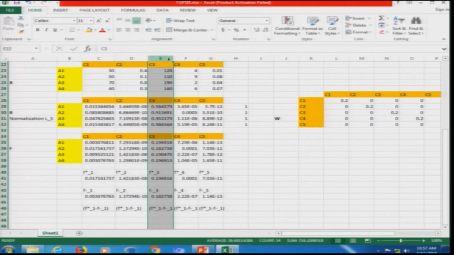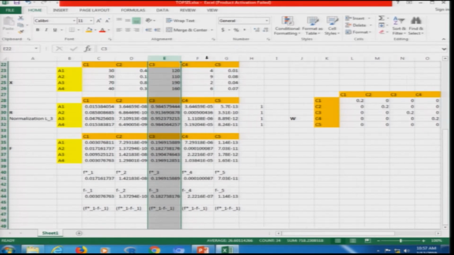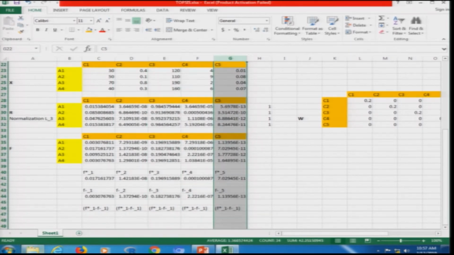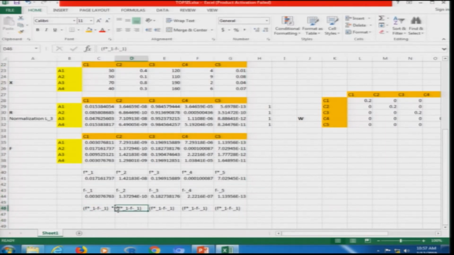This is the second, this is the third, this is the fourth, this is the fifth. So, here I have the first criteria, this is for the second, this is for the third, and this is for the fourth. This is for the fifth. For each and every criteria we have already done them. So, let us find out. This will come in the denominator.